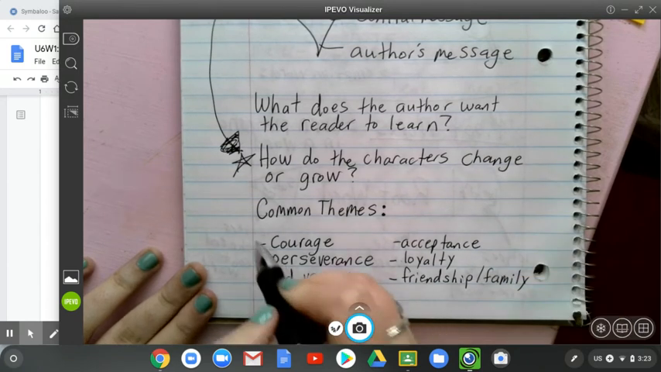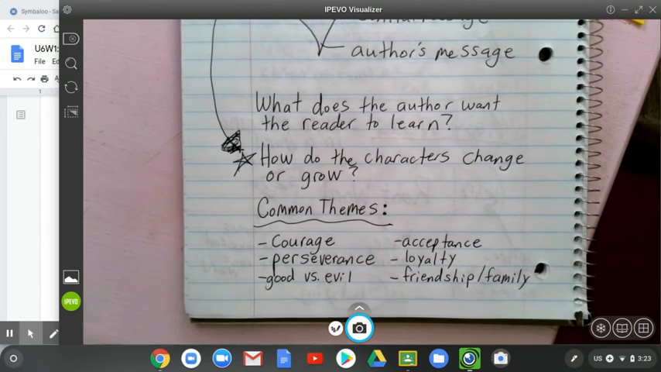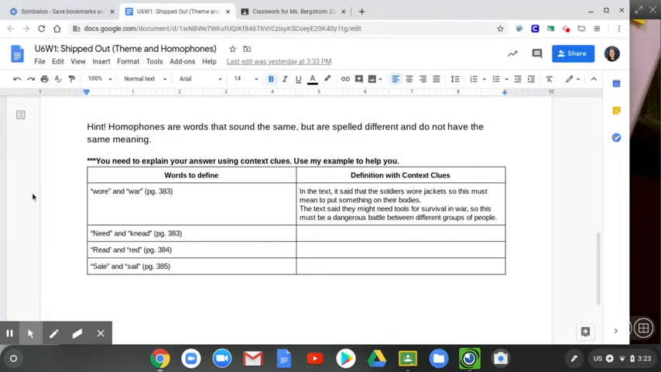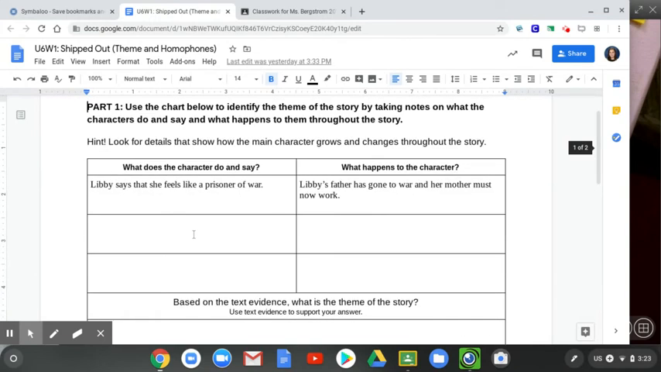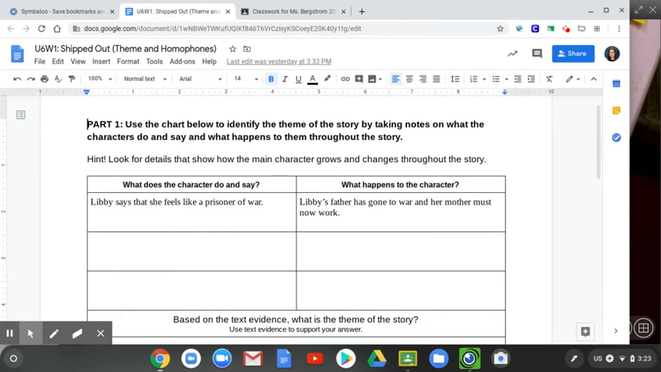Okay, what did the main character learn, or how did they grow? So I'm going to flip over so you can see the practice page for today. I've already done one of them for you. It says, use the chart below to identify the theme of the story by taking notes on what the characters do and say, and what happens to them throughout the story. Hint, look for details that show how the main character grows and changes throughout the story.